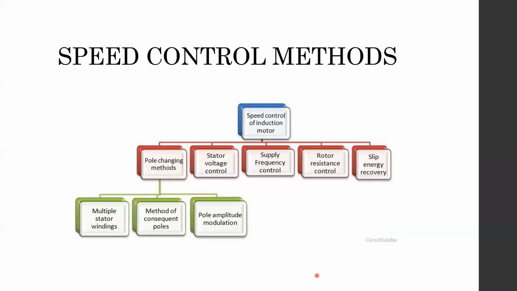First one, pole changing methods, which is subdivided as multiple stator windings, method of consequent poles, and pole amplitude modulation. The second one is stator voltage control, supply frequency control, rotor resistance control, and slip energy recovery. We are going to see one by one in the upcoming slides.